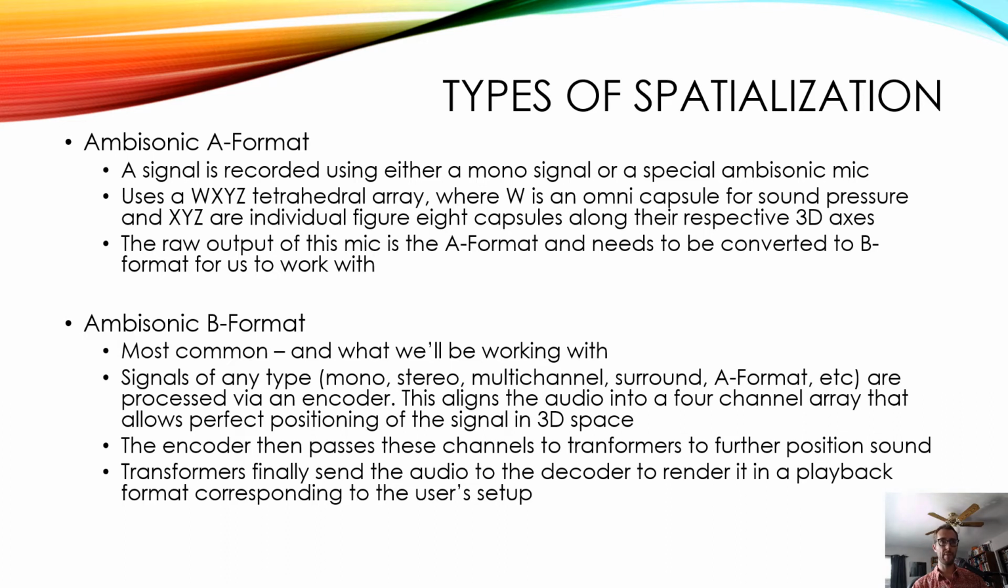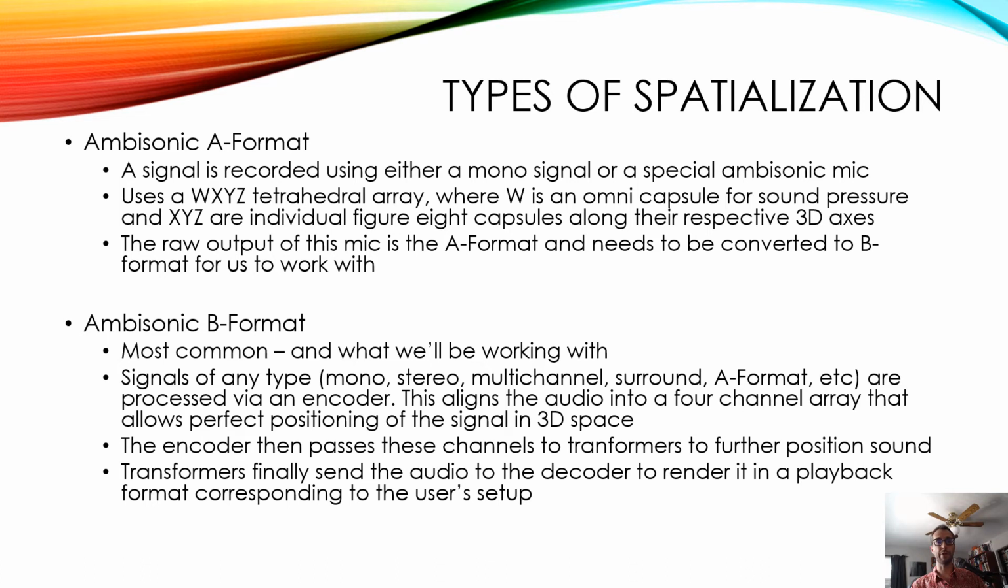B format can take a signal of any type that has been encoded into B format and lets us work with it. So the signals are processed using an encoder. This aligns the audio into a 4-channel array that allows us to perfectly position that signal in 3D space by adjusting the volume of those channels. The encoder then passes these channels to transformers that allow us to further position the sound.